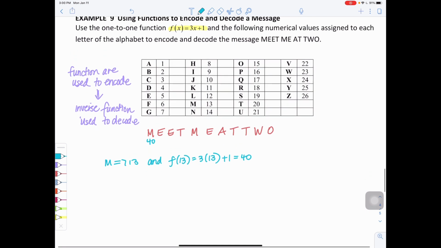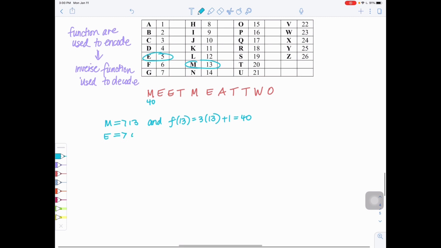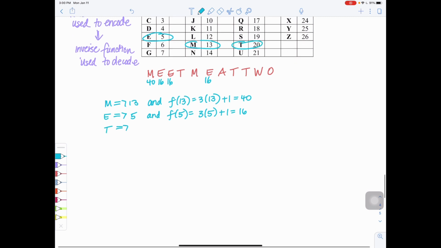And there's our function up there, 3x plus 1. Let's look at E. E corresponds to the number 5, and f of 5 is 3 times 5 plus 1, and that's 16. And we have another 16 and another 16. Let's look at T. T in our table corresponds to 20, and f of 20 is equal to 61.